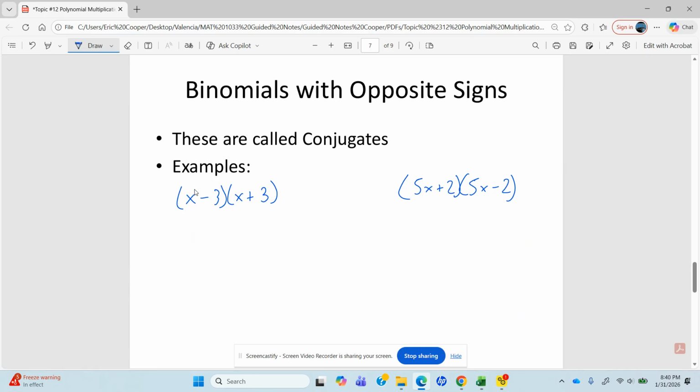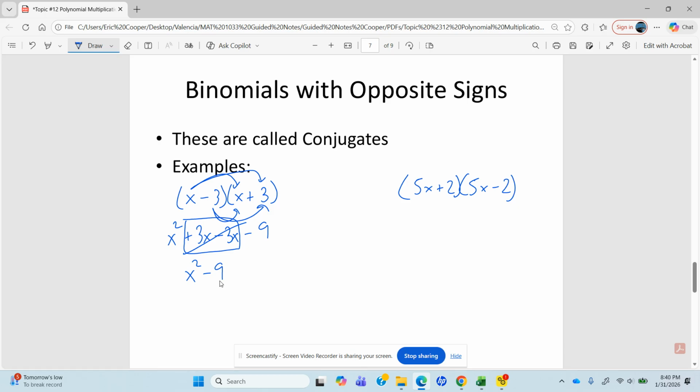Let's take a look and see what happens when I FOIL this. X times x gives me x squared. X times 3 gives me 3x. Negative 3 times x gives me negative 3x. Negative 3 times 3 gives me negative 9. But this time, when I go to look at the like terms, they're opposites. I have 3 minus 3, which gives me 0. So it cancels. The only thing I'm left with is x squared minus 9.